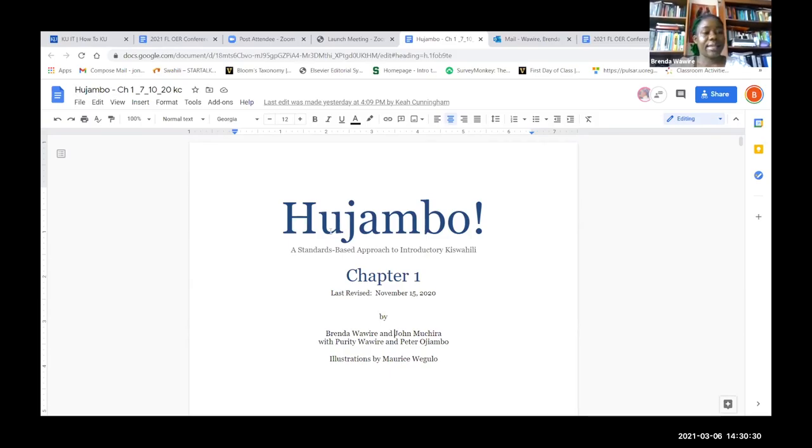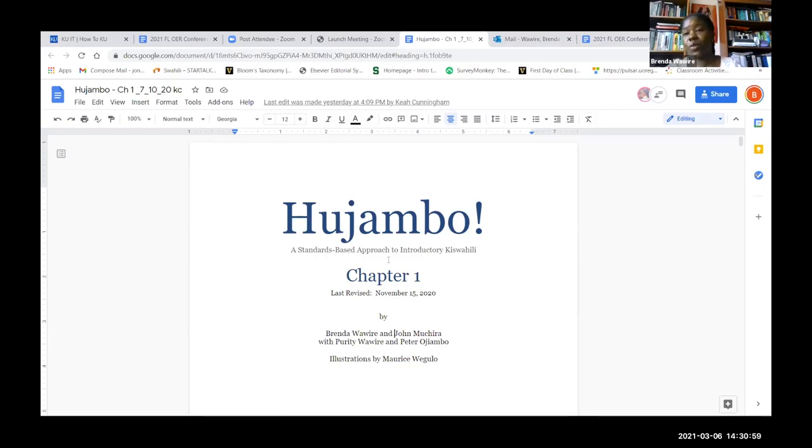This project is funded through the KU OLRC grants, and we're working on it for a period of 4 years. We're just in year two. At the moment we have completed chapter one, and we have drafts of chapters two and three, just awaiting illustrations and images. We should have at least chapter four by the end of this spring.